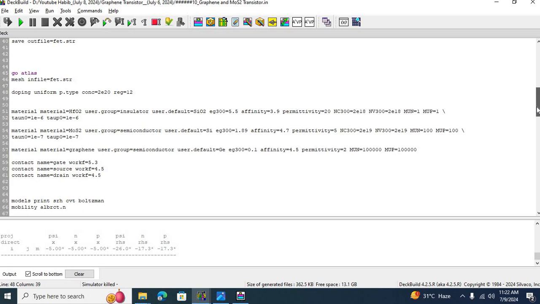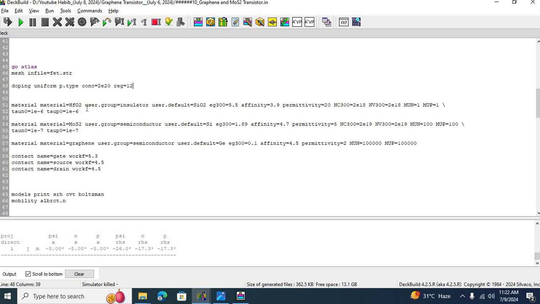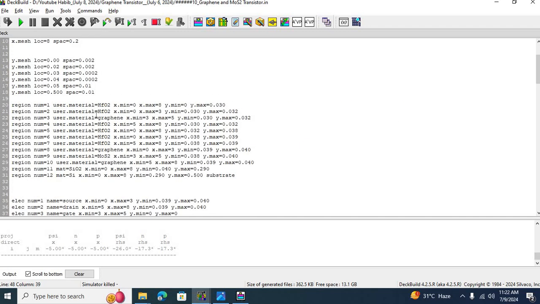Now we have to define the properties of hafnium oxide, molybdenum sulfide, and graphene layers. As you can see here, I have introduced these different regions, but for your information, all these three materials, hafnium oxide, graphene, and molybdenum sulfide, are not built-in materials inside Silvaco TCAD. So we have to introduce them as user-defined materials. I have already posted a video on how to include new materials into the Atlas tool of Silvaco TCAD. For further details, you can go to that video to seek more help. And so I've introduced them as user-defined materials inside this block of code.